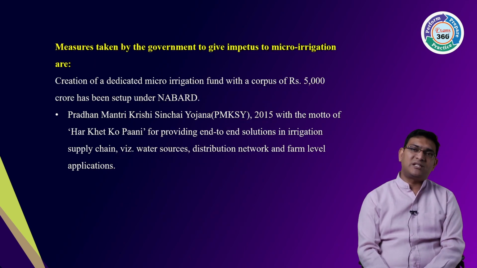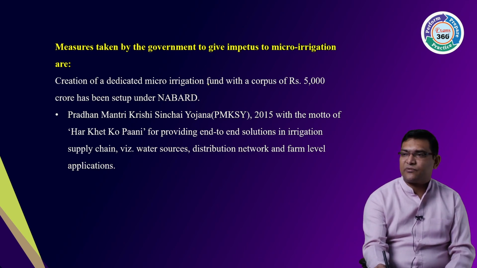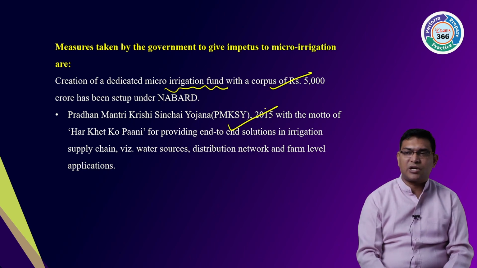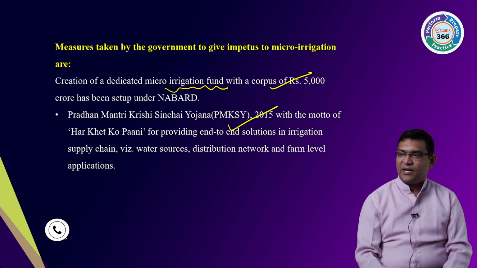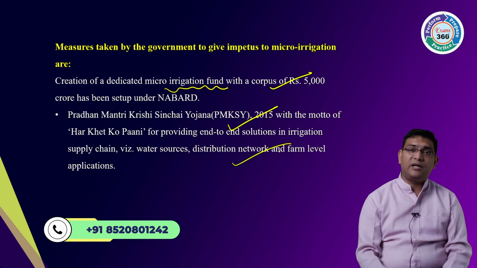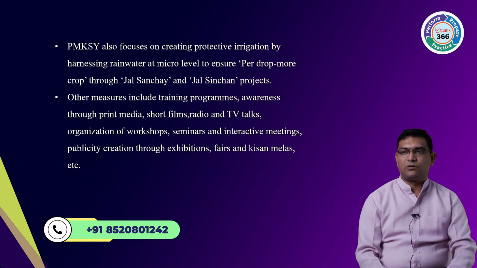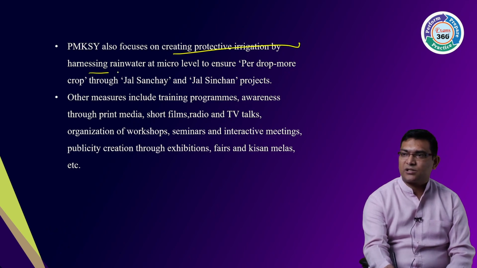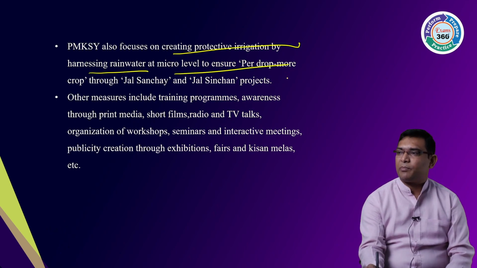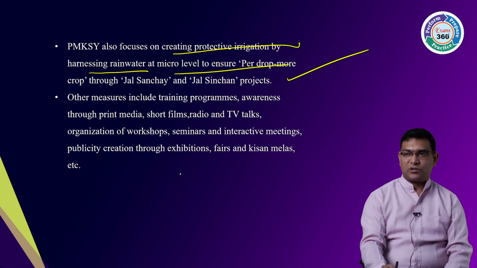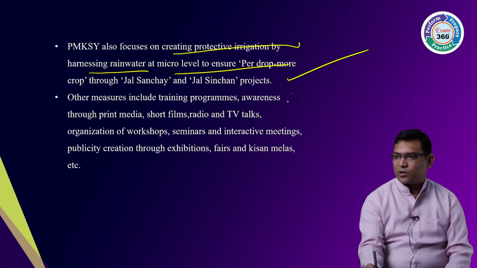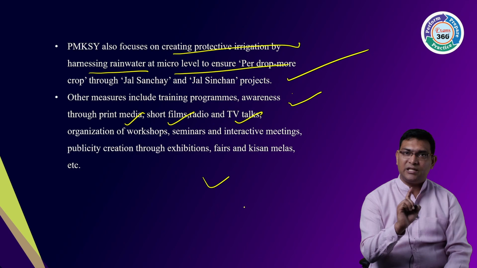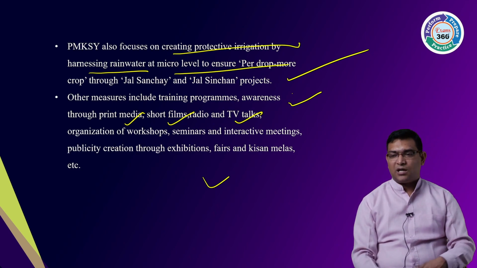Okay, then what are the measures that have to be taken? Creation of a dedicated micro irrigation fund with a corpus of 5,000 crores. Pradhan Mantri Krishi Sinchai Yojana, Har Khet Ko Pani, for providing end-to-end solutions. Less water intensive crops have to be grown. Pradhan Mantri Krishi Sinchai Yojana focuses on creating protective irrigation, harvesting rainwater at the micro level to ensure per drop more crop. Jal Sinchan projects. Other measures include training programs through print media, short films. Awareness has to be created regarding these things, through melas, exhibitions, etc.